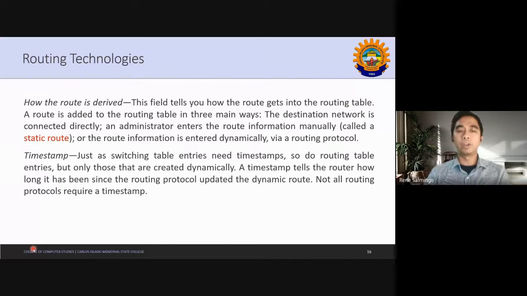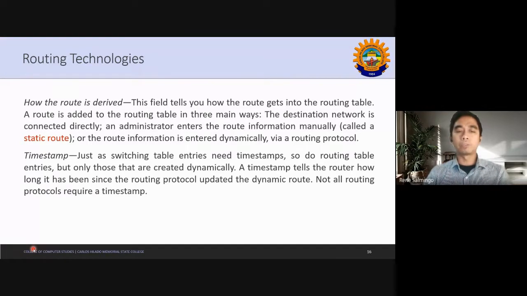And the last is we determine the route information entered, which is entered dynamically via routing protocol. And also we have the last part of your routing table: the timestamp. This is just a switching table, which entries we need a timestamp for. So, routing table entries, but only those that are created dynamically. A timestamp tells the router how long it has been since the routing protocol updated the dynamic route.